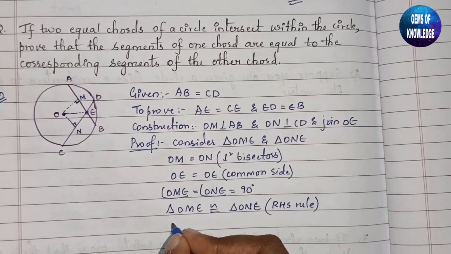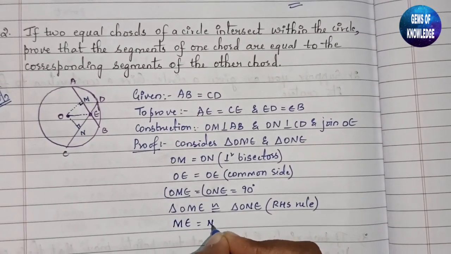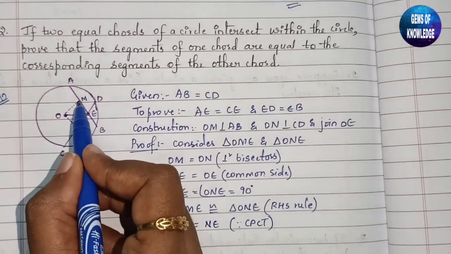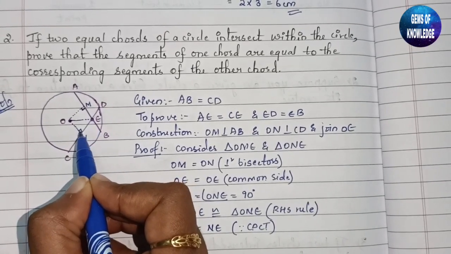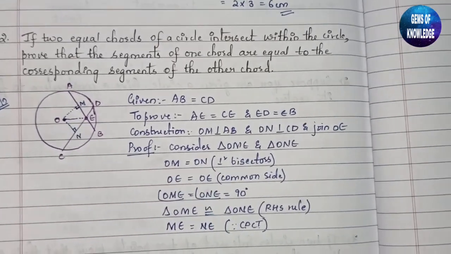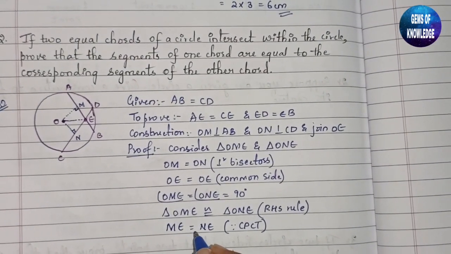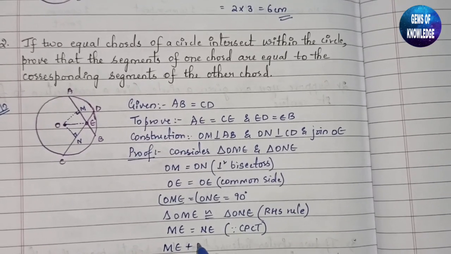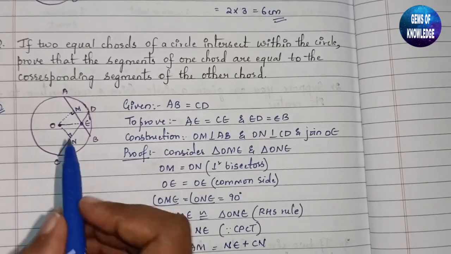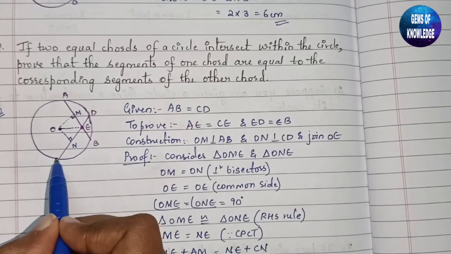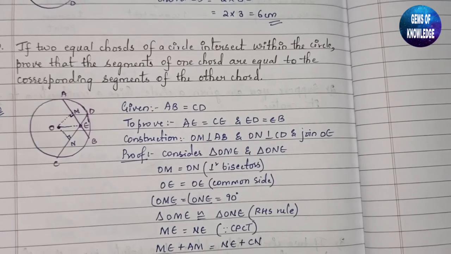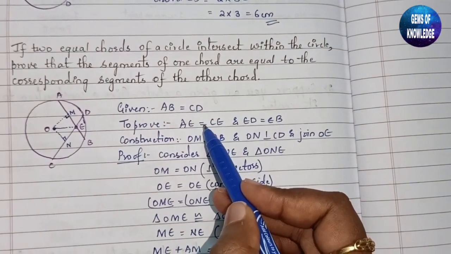If both the triangles are congruent, we can say that ME is equal to NE by CPCT, corresponding parts of congruent triangles. We can say that this line ME is equal to this line NE since they are corresponding parts of the congruent triangles. Next, in this ME is equal to NE, if we add AM on this side and NE plus CN on the other, we get AE is equal to CE. This is what we need to prove in the first part: AE is equal to CE.